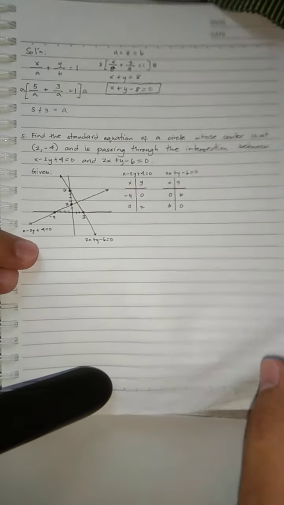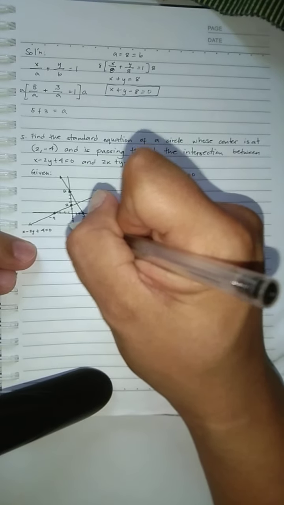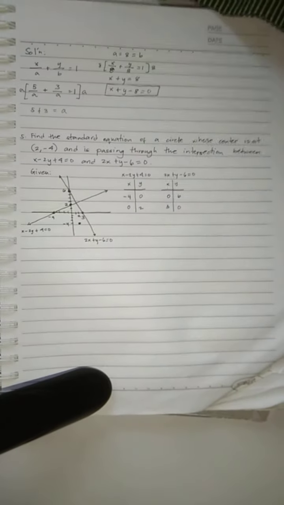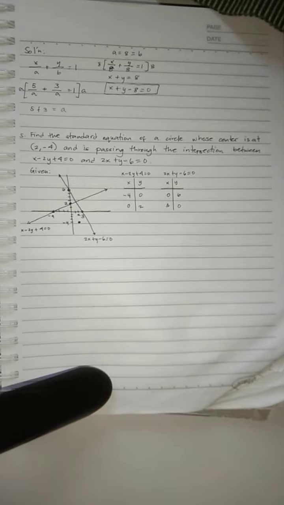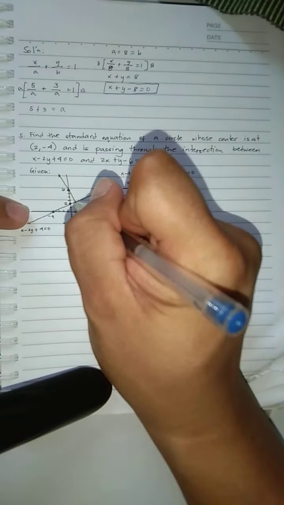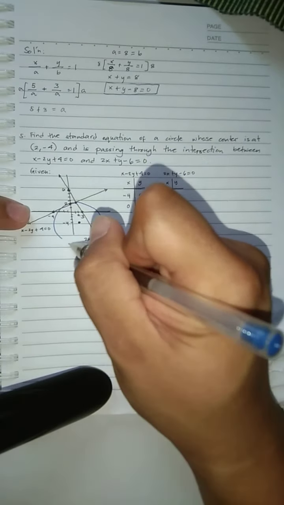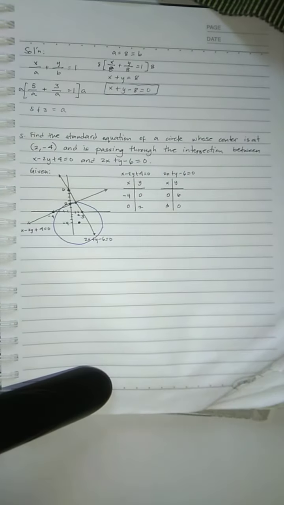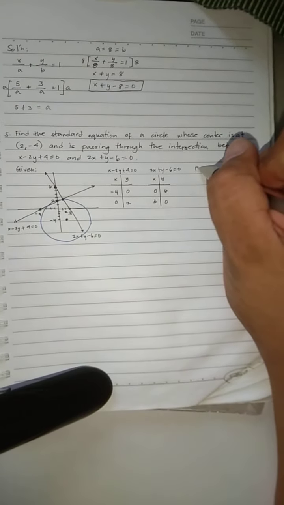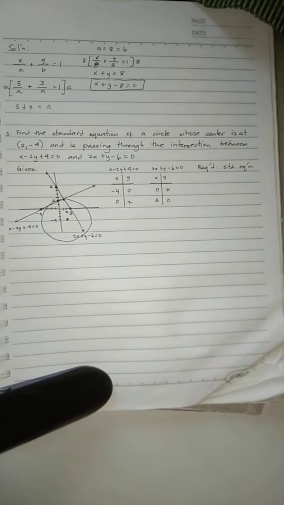Right, so next is the point (2, -4). The point is right here. According to the problem, the circle actually passes through this point, which is the intersection between these two given lines. So we're going to estimate our circle running through that, and having a center at point (2, -4). So we need the required standard equation.